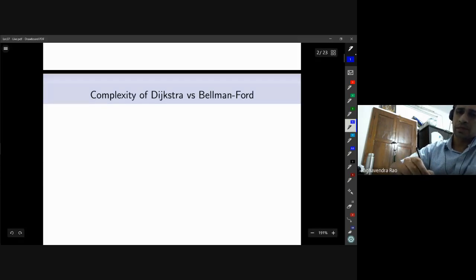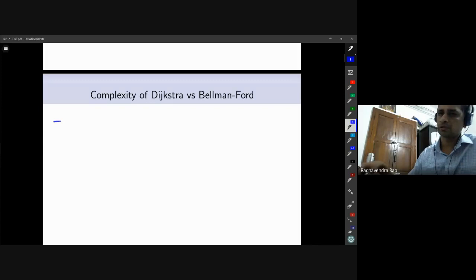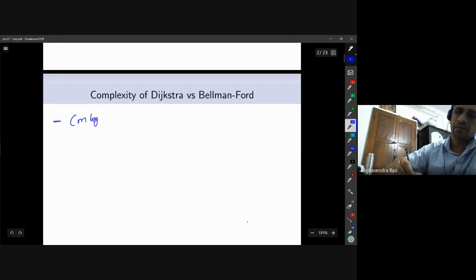So we saw that Dijkstra's algorithm requires a complexity of... can somebody tell me what was the complexity of Dijkstra's algorithm? N plus m log n. So the number of heap operations that is done is proportional to the number of edges, so it's m log n plus n insertions, so this will be n log n. So this is basically order of m plus n log n. This is for Dijkstra's.